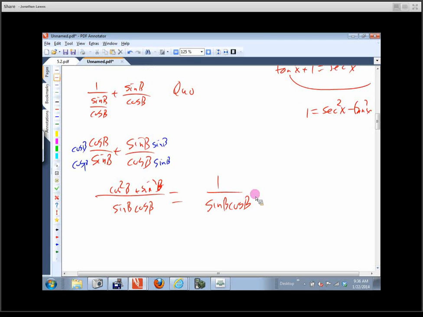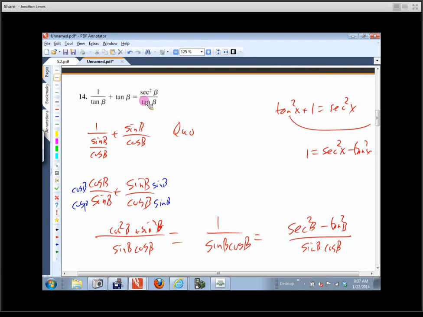So that numerator can be a secant squared x minus a tangent squared x over sine beta and cosine beta. Let's see. I have one single term. I want to make it look like this right there. I've got a secant squared. Any ideas?